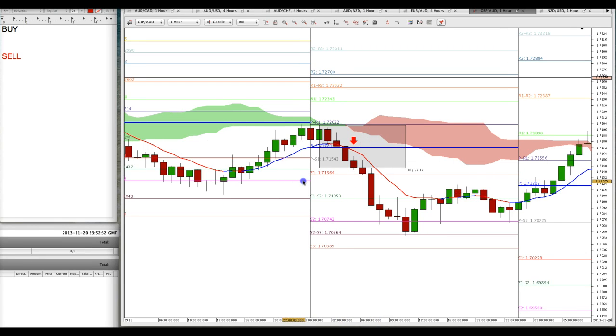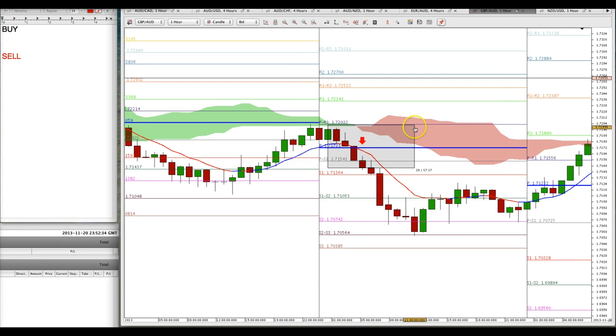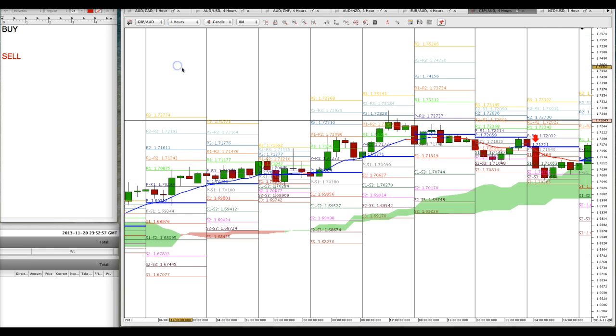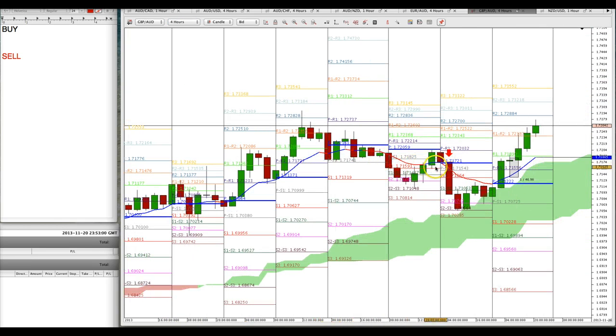Coming into a new day, we know on the 1 hour chart price is below the cloud, and price started going below the central pivot point and below the 21 moving average line. This would have been a nice sell trade on the 1 hour chart, but I need to confirm this on the 4 hour chart. If we look on the 4 hour chart, however, this trade is really a counter trend trade because price is above the cloud.